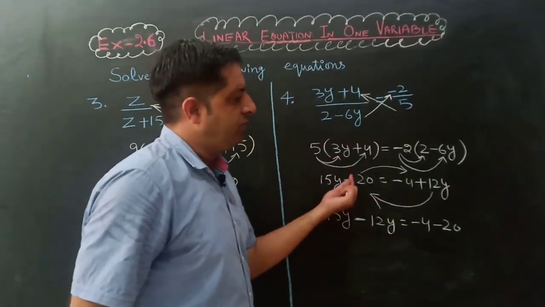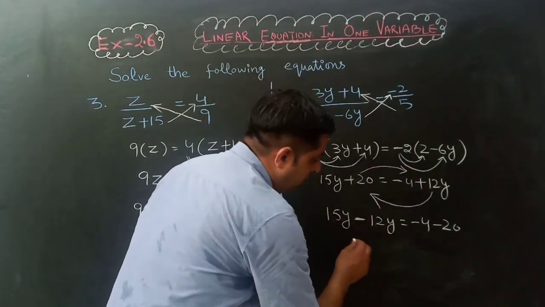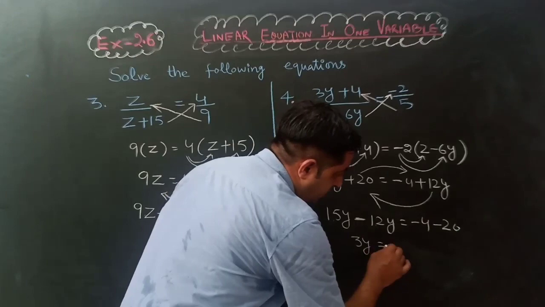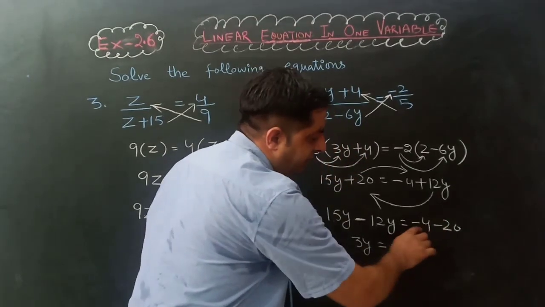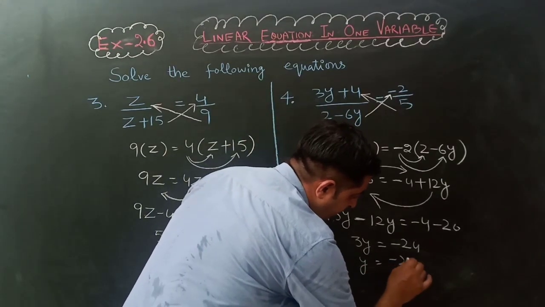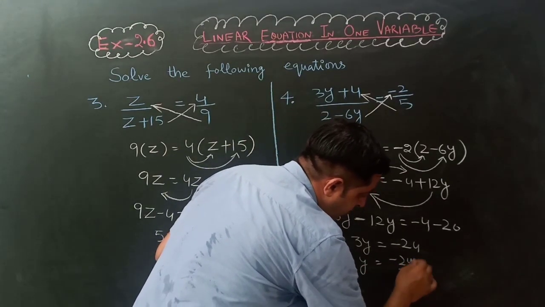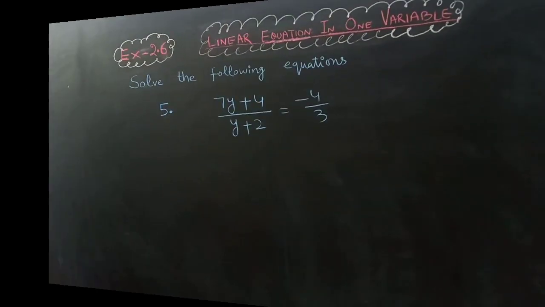Plus 20 goes to right hand side, its sign changes, it becomes minus 20. 15 minus 12 gives you 3y is equals to minus 24. Minus 4 minus 20, we have to add them, we will get minus 24. So y is equals to minus 24 upon 3. Do the cancellation, you will get answer minus 8.